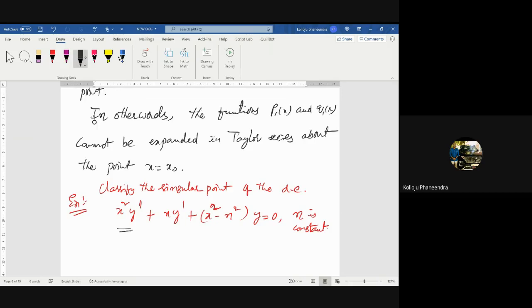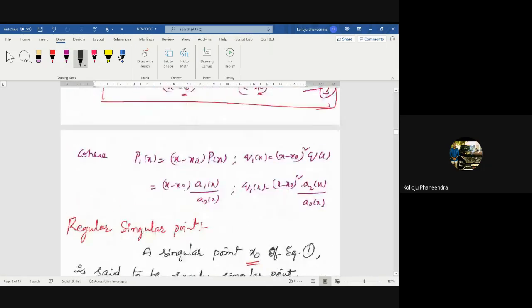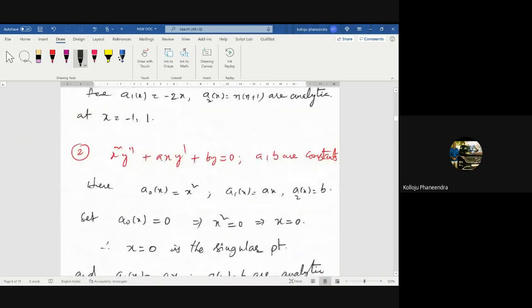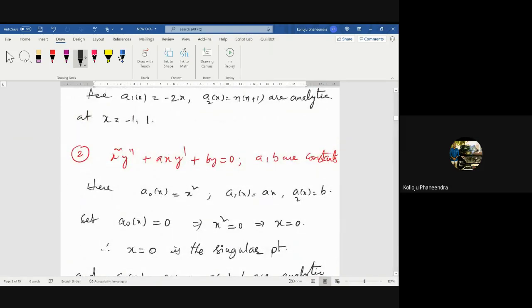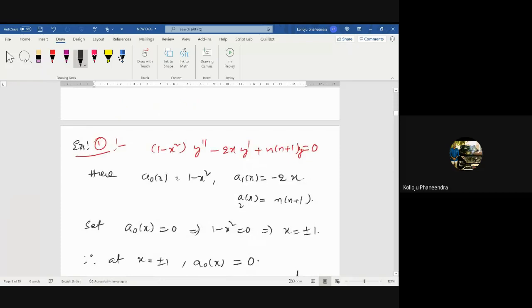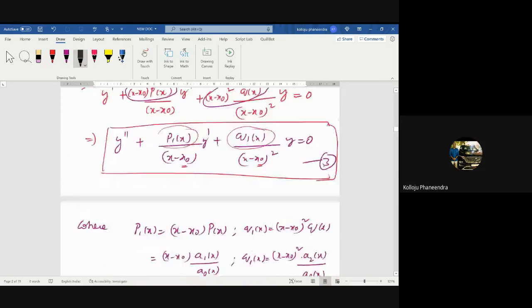Observe this differential equation. x square y double dash plus x y dash, up to here it is of Cauchy form, but this is not a Cauchy structure. Now, can you solve using our previous techniques? Not at all possible, like previous examples also. What are those examples? x square y double dash plus a x y dash plus b y equal to 0. This is a Cauchy equation. But this first equation is not a Cauchy equation, so it is not possible to find the solution. So series solutions are required.